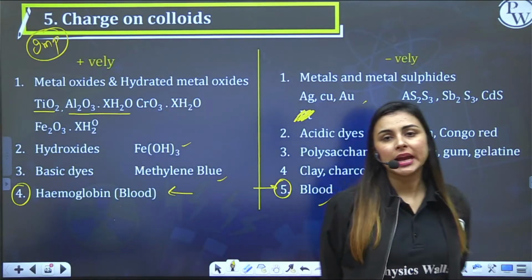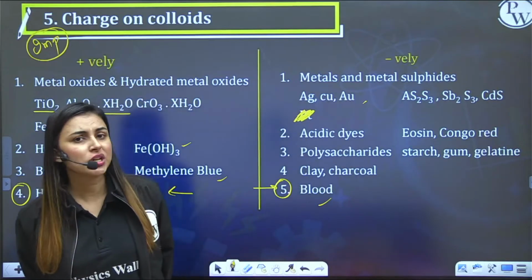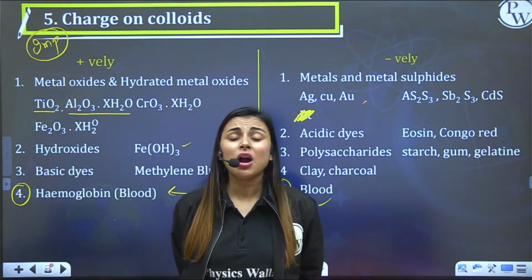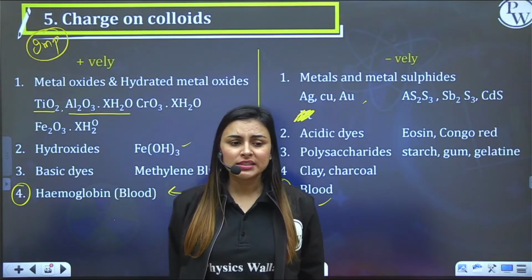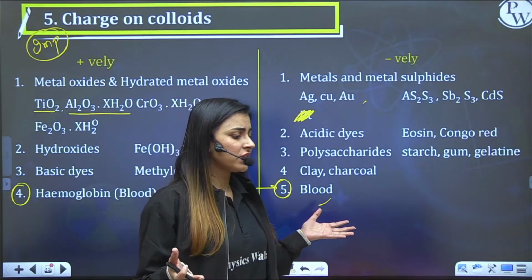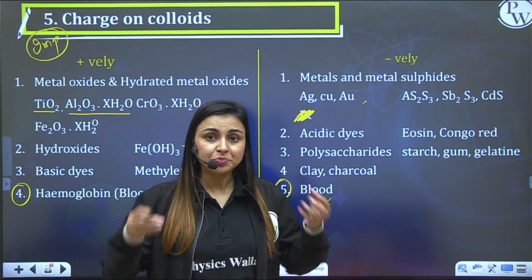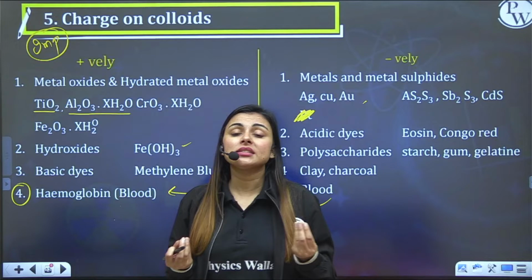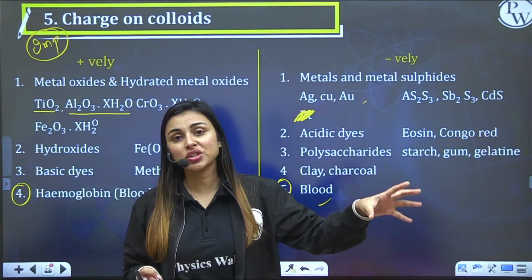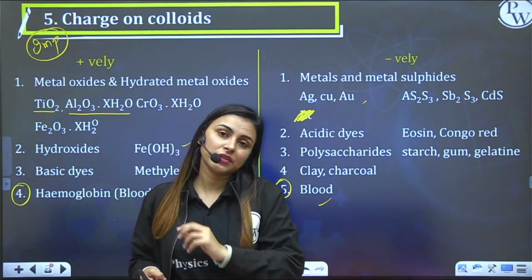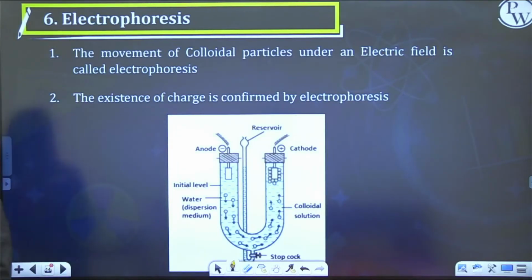Now, see, I told you that your colloids can have different charges. It can be positively charged, it can be negatively charged. But how do we come to know what charge is on the colloid? Is it like we can see that it is positively charged or negatively charged? No, we have to find it out somehow. Now we'll be discussing a method by which you can see whether your colloid is positively charged or negatively charged, and that method is known as electrophoresis.